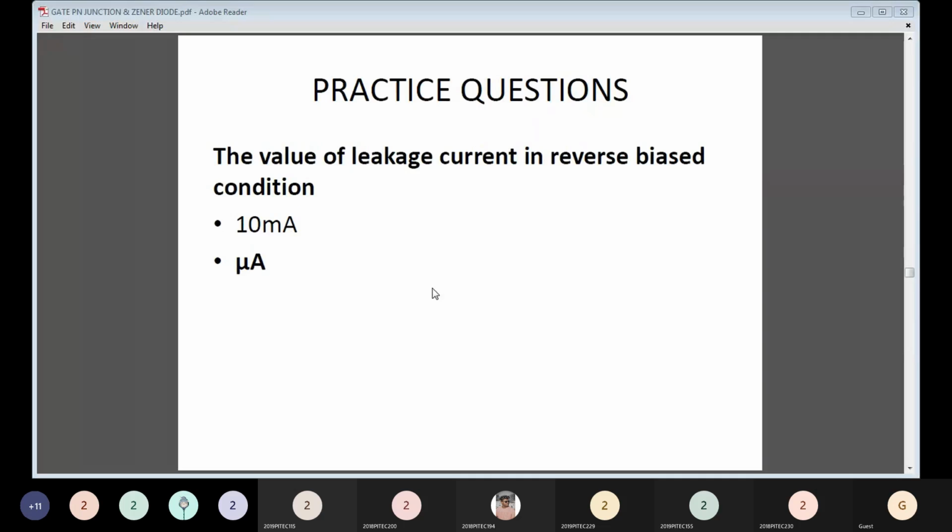What is the value of leakage current in the reverse bias condition? The value of leakage current in reverse bias condition will be in the 1 microampere. So in reverse bias, the negative terminal has been connected to the anode terminal of the diode and the positive terminal has been connected to the cathode terminal of the diode. So in the reverse bias condition, the flow of current will be drastically reduced to the 1 microampere.